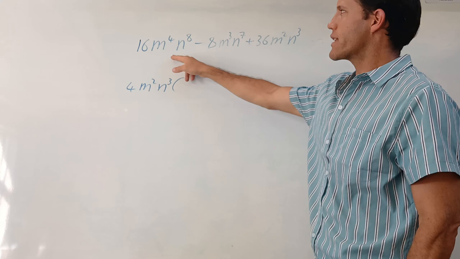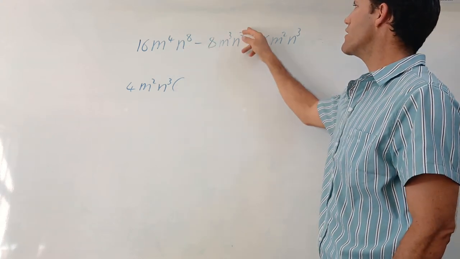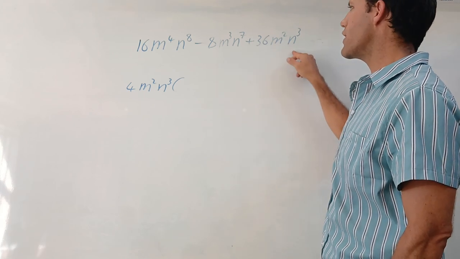Highest common factor, that's the important thing. It must be common in all of them. You can't say n^7 is the highest common factor because this one only has an n to the power 3.